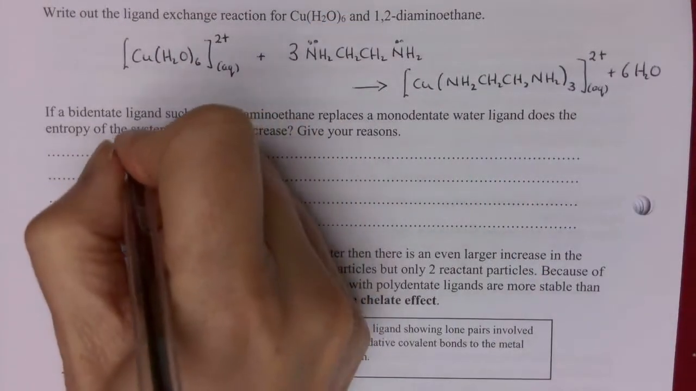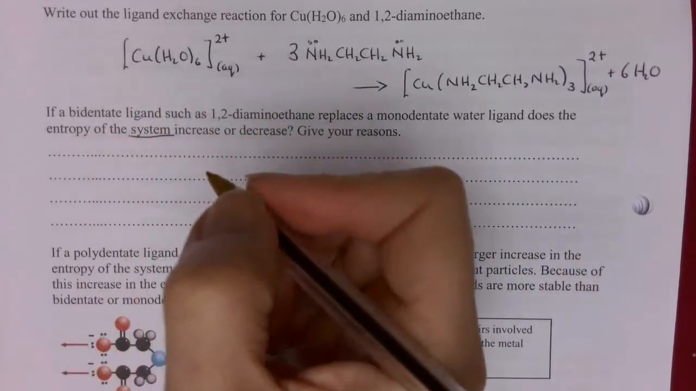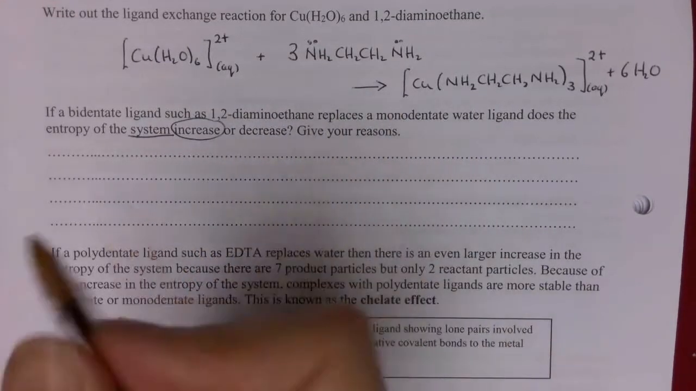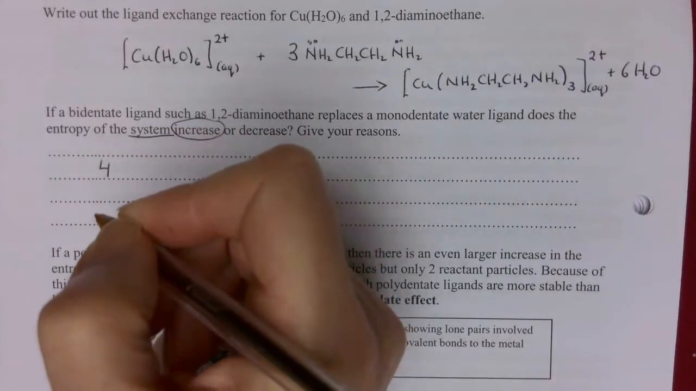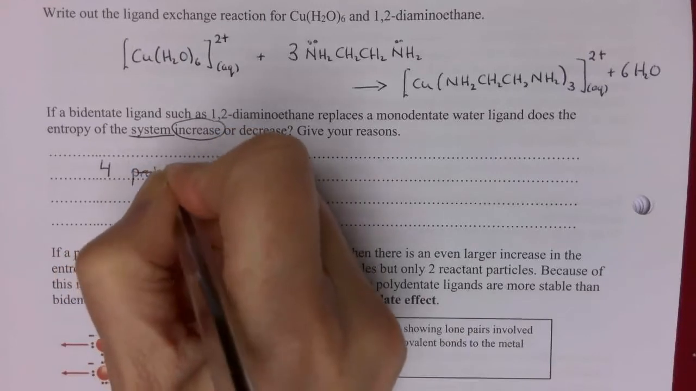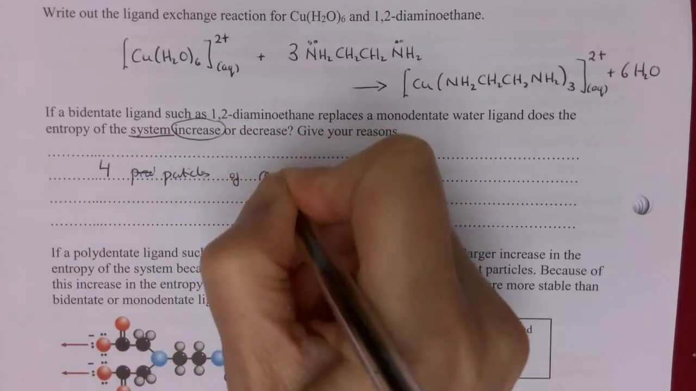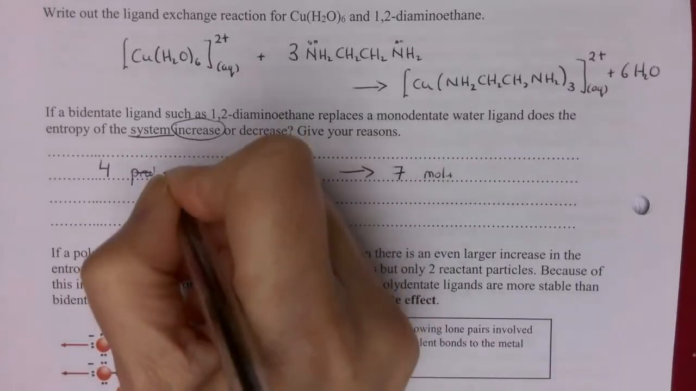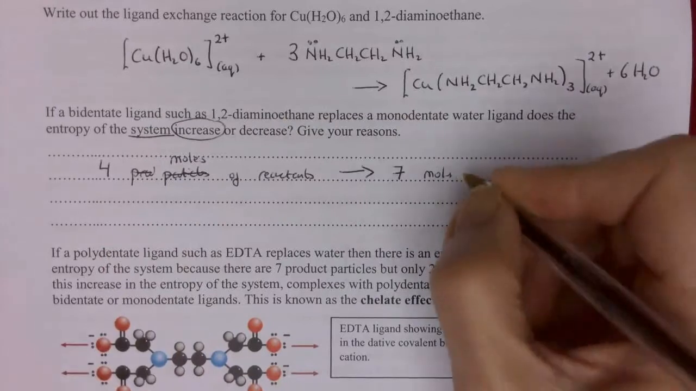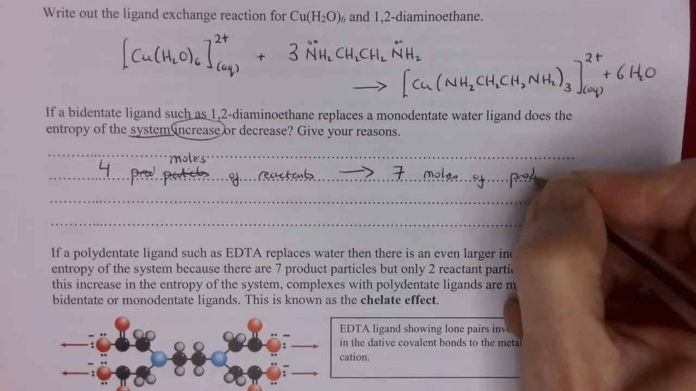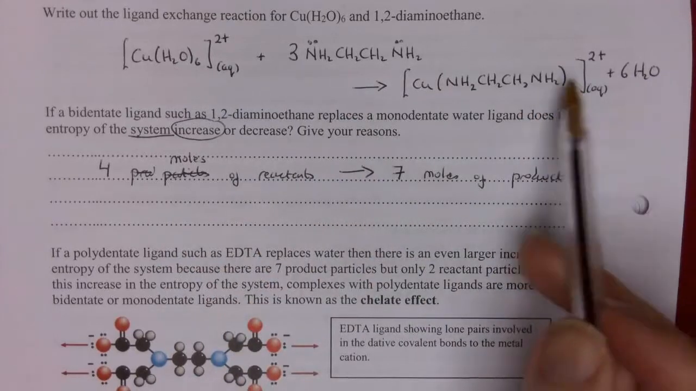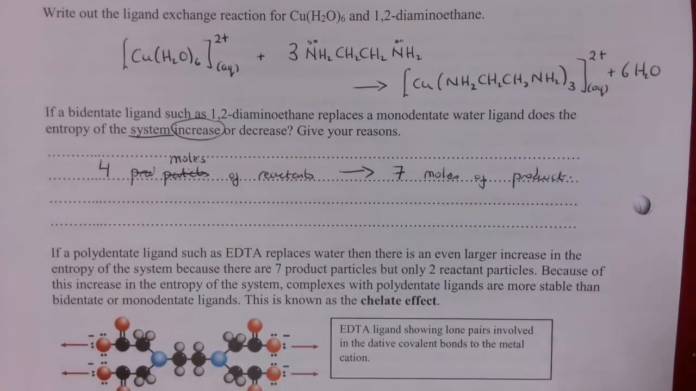So the entropy of the system, remember that's to do with the chemicals, increases, so it becomes more disordered. And the reason for that is you're going from 4 particles on this side. So I have 4 moles of reactant, or 4 particles of reactants, and they're changing into 7 moles. Better call that moles. 4 moles of reactant to 7 moles of product. So there's an increase in the number of species. So I'm going from 4 species on this side to 7 species on this side. So there's an increase in entropy.